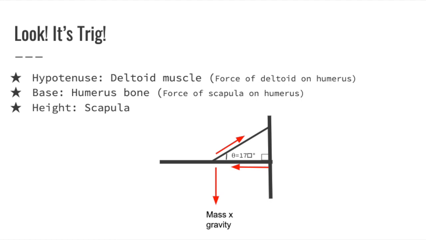Using our trig labels, the hypotenuse is the deltoid muscle, or the force of the deltoid on the humerus. The base is the humerus bone, or the force of the scapula on the humerus. The height is the scapula. The red arrows in the diagram represent the directions of the forces. You can see this by the fact that the gravitational force is pointing down. The gravitational force is mass times gravity. Theta, in the specific problem we're going to be showing you, is 17 degrees.